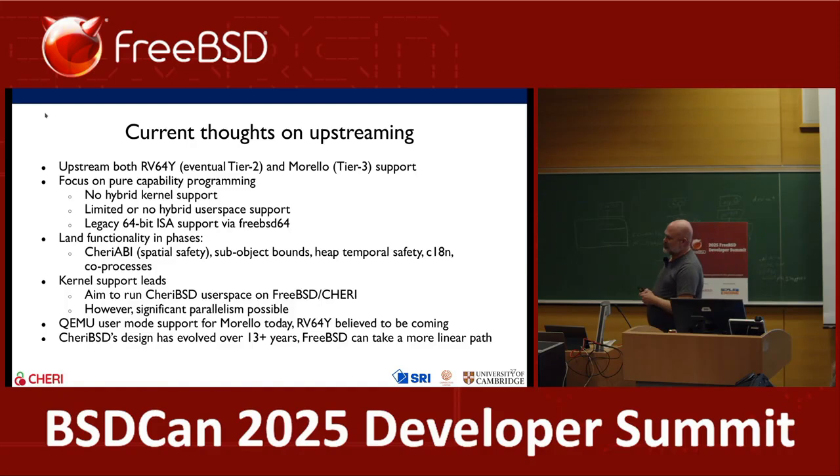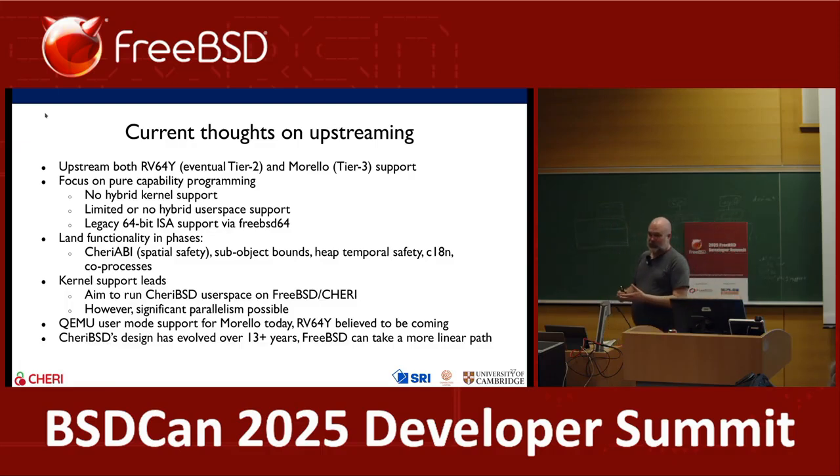We'll have limited support for hybrid code in user space. It'd be a low priority. We'll absolutely support legacy 64-bit code. We have a FreeBSD 64 layer, just like FreeBSD 32, to run legacy code. And then we plan to land functionality in phases. The first step is going to be spatial safety for both kernel and user space. And then for the rest of them, we have choices about ordering.